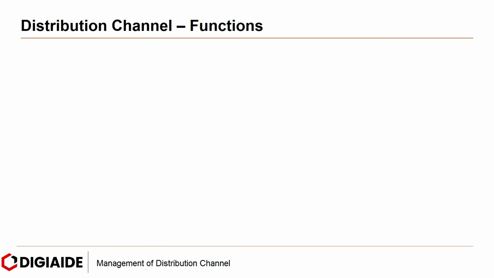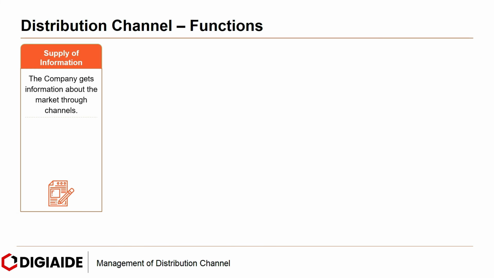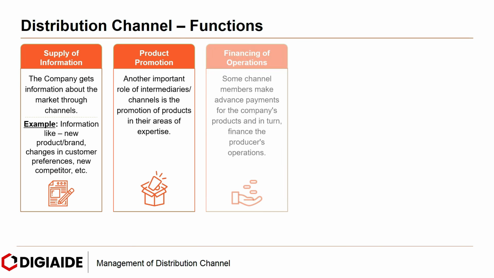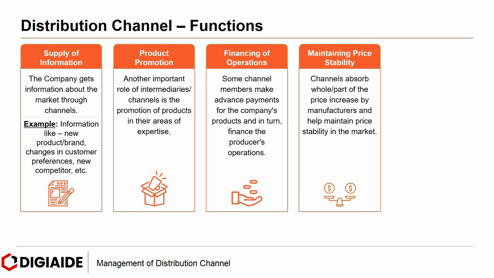Moving on to the functions of distribution channel. First, supply of information. The company gets information about the market through these channels. Example, information like new product brand, changes in customer preferences, new competitor, etc. Next, product promotion. Another important role of intermediary channels is the promotion of products in the area of expertise. Next, financing of operations. Some channel members advance payment for the company's products and in turn finance the producer's operations. Fourth, maintaining price stability. Channels absorb whole or part of the price increase by manufacturers and help maintain price stability in the market.